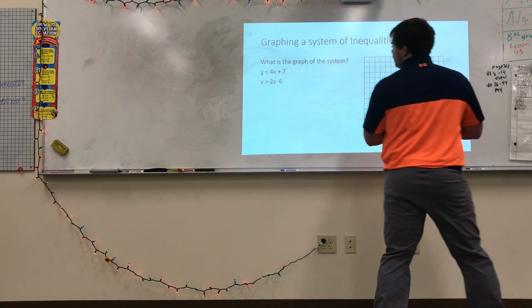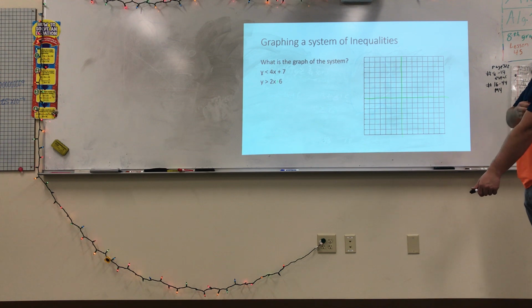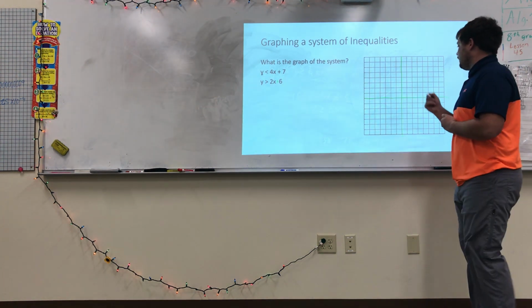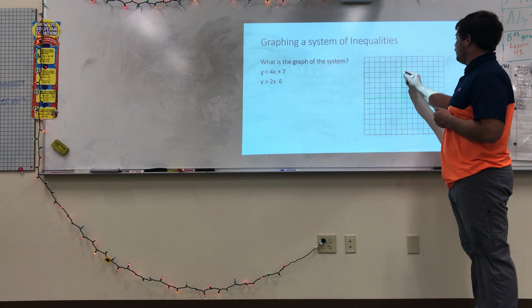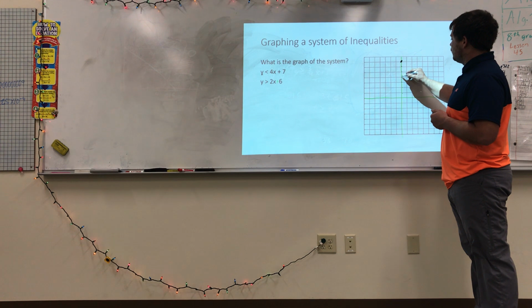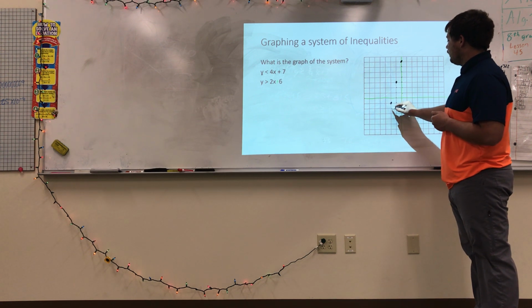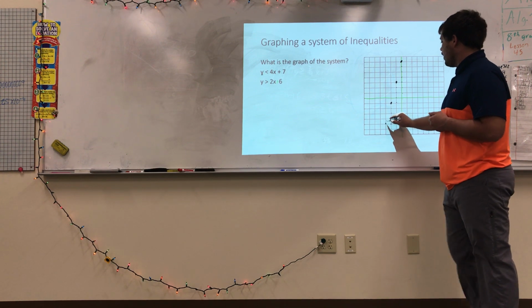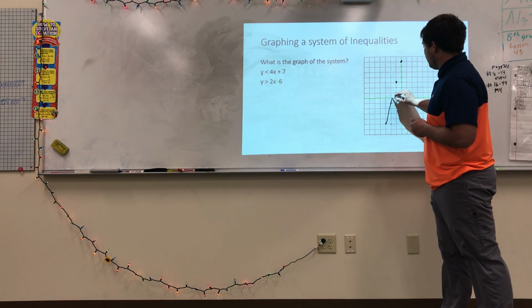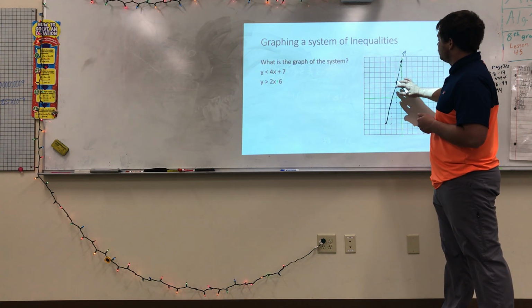We're going to have y is less than 4x plus 7. So we're at 7, 1, 2, 3, 4, 5, 6, 7. Okay, we'd be down 4 over 1, down 4 over 1, down 4 over 1. So we have a line that looks like this. Okay? It would be dashed.